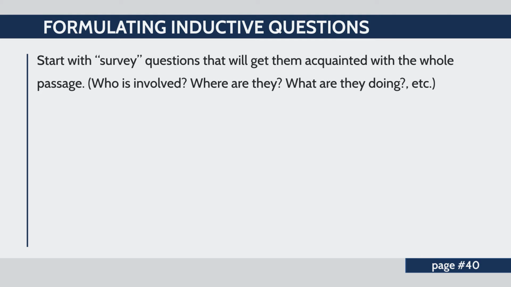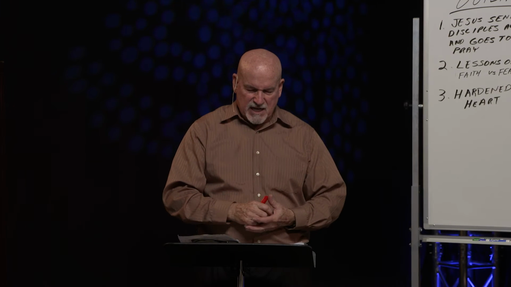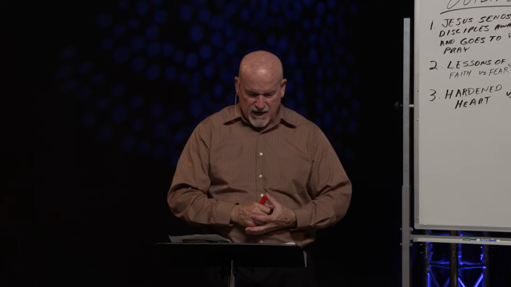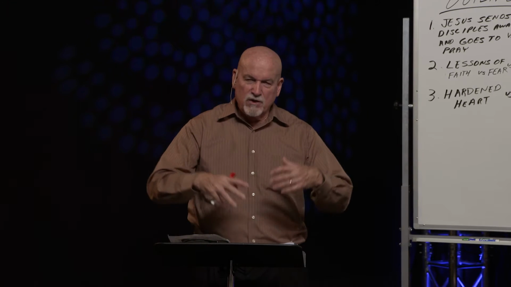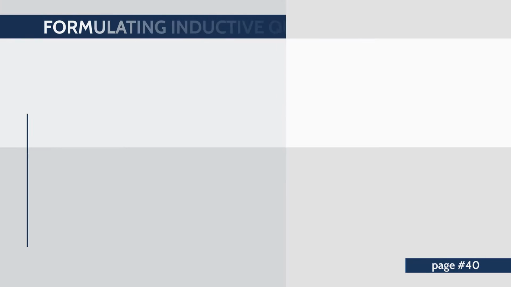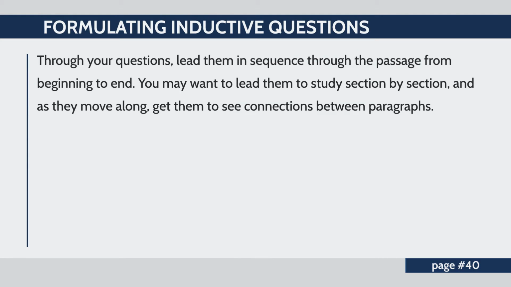These are, especially with narrative text, survey types of questions work very nicely at the beginning. So who are the people involved in the story? Just getting them to look at the overall story, that kind of thing. Through your questions, lead them in sequence through the passage from the beginning to the end. You may want to lead them to study section by section so that as they move along, they'll get to see the connections between the paragraphs.